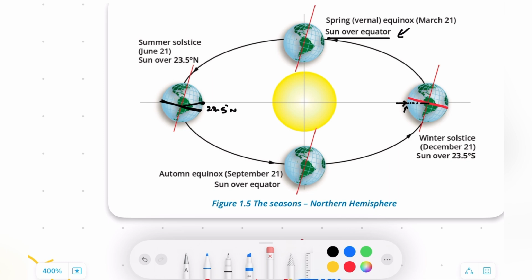is measured to be 23.5 degrees south and 23.5 degrees north, right? These are called the Tropic of Cancer and the Tropic of Capricorn. There are also two times during the revolution of the Earth that the sun passes the equator. When it is over the equator, the durations of my day and night are equal, and these are known as equinox. There's a spring equinox, there's an autumn equinox, and there's a winter solstice, and there's a summer solstice.